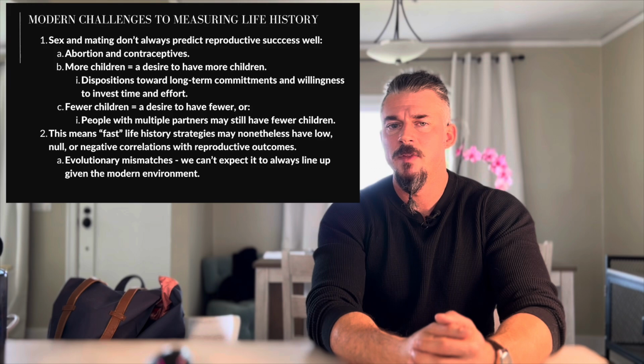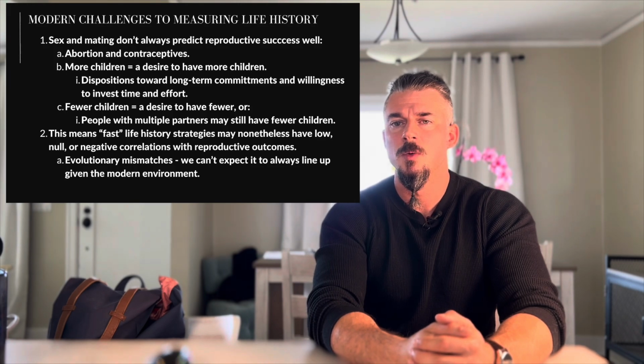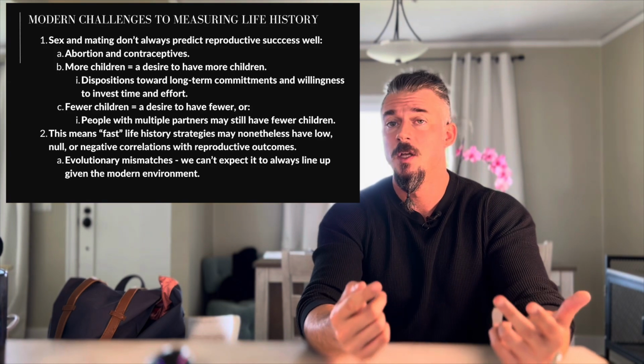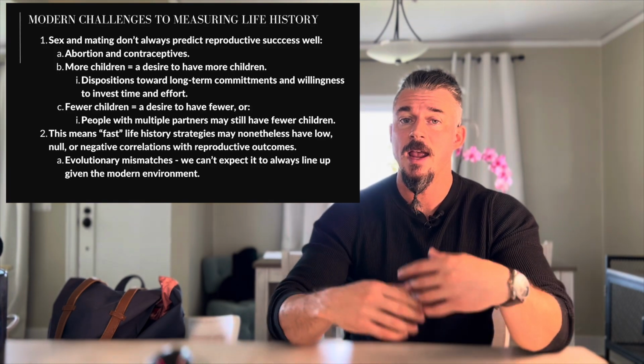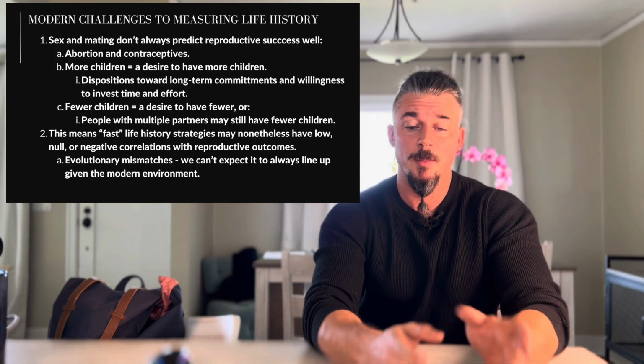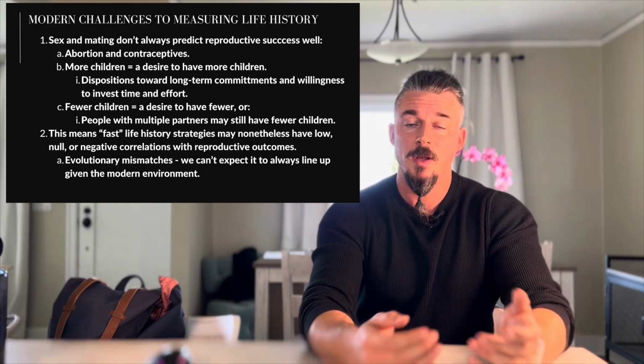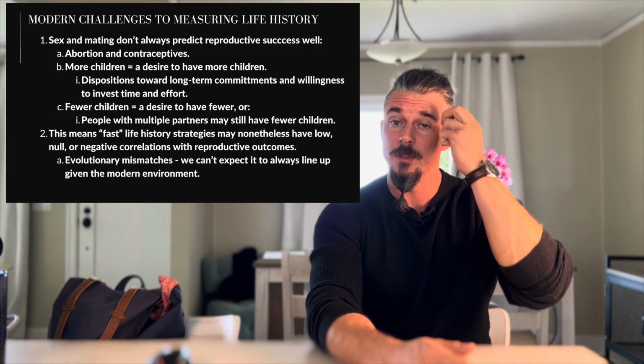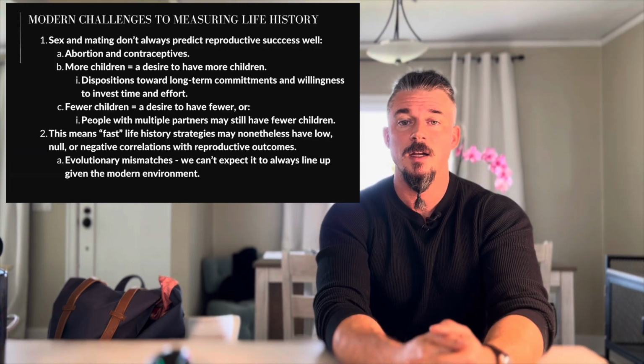So one example of that is that sex and mating don't always predict reproductive success very well, right? And why is that? Well, abortion and contraceptives are a good example. People can have a lot of sex and not necessarily reproduce. That was not necessarily the case in past ancestral environments, and not the case with animals, right? If they're having a lot of sex, they're probably going to have higher fertility, have more children, they're going to get pregnant, that kind of thing.